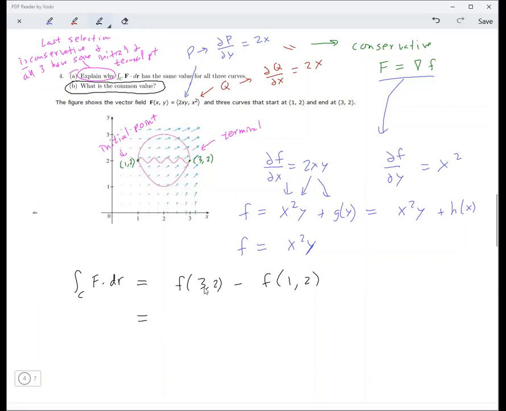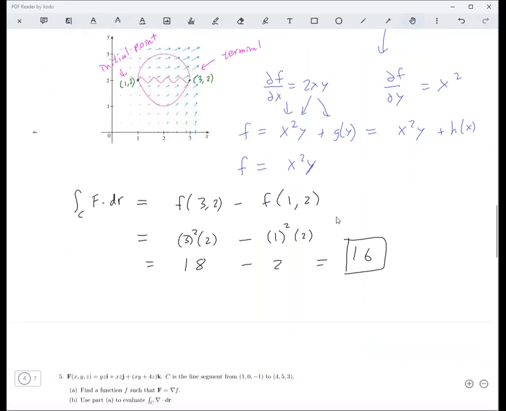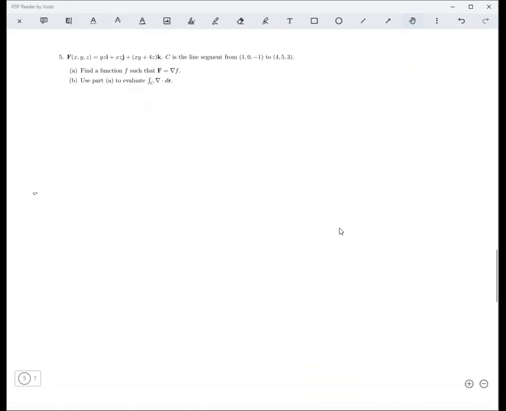Okay, so if you put in a 3 for x in here and a 2 for y, you get this. And then over here, do the same thing. Put a 1 for x and a 2 for y. This is 18 minus 2, which is 16. Okay, so 16 is going to be the answer. Okay, now let's go to number 5.